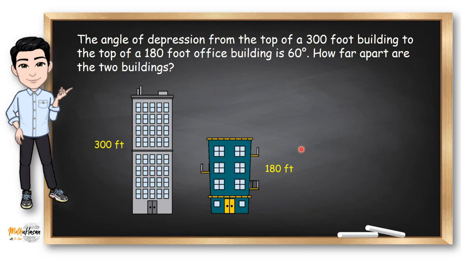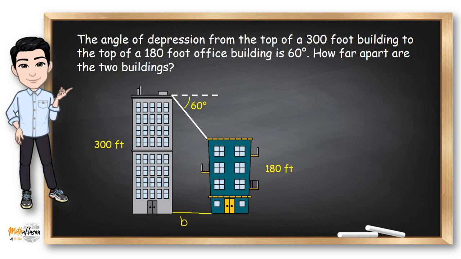In this next example, the angle of depression from the top of a 300-foot building to the top of a 180-foot office building is 60 degrees. So from this point as our reference, the angle of depression of the other building is 60 degrees. Now, how far apart are these two buildings? So let this be the distance between the two buildings. So let that be B.